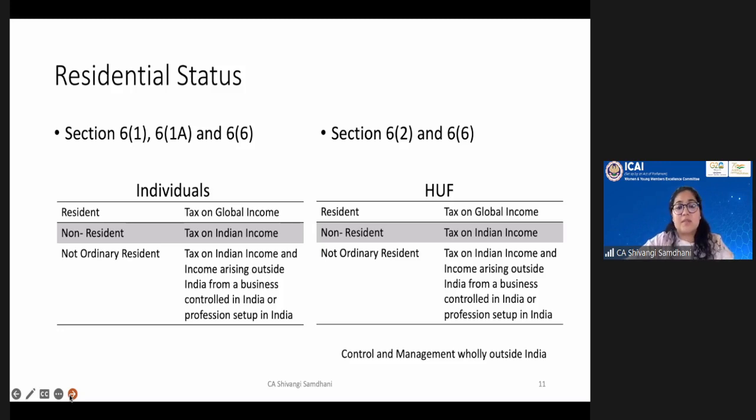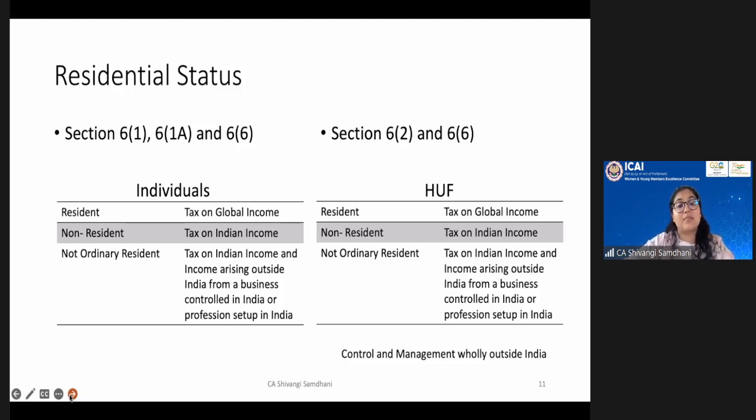Once a person becomes resident, his global income is to be offered for taxation in India. What I mean by global income here is the income which is earned in India as well as income which is earned outside India. That means the income which accrues or arises in India, or is deemed to accrue or arise in India, the income which is received or receivable in India, the income which is deemed to be received in India, and the income which accrues, arises or is received outside India, is also to be offered for tax in India.